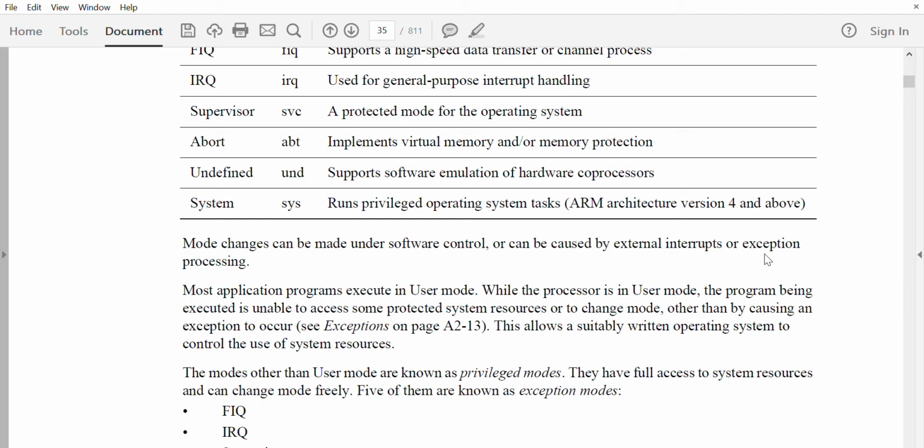Then you can have external interrupts. Externally, you can give an interrupt to change from one mode to another, or you can write it in a program. When you're writing an instruction, that is taken as software, so that is software control. So these are the three methods by which you can change the mode.